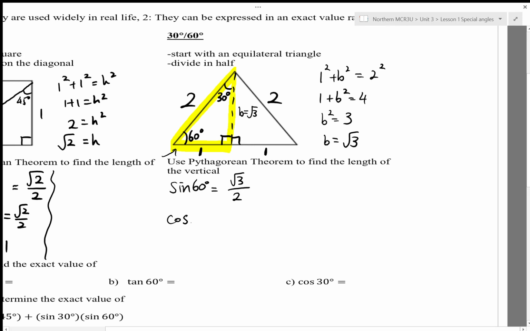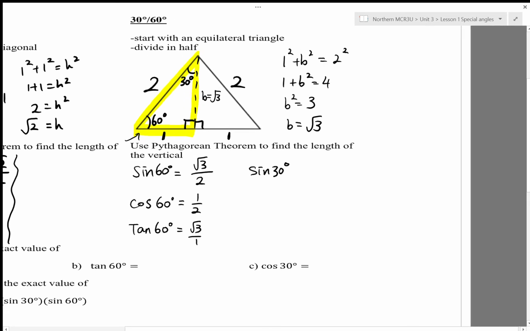What about cosine 60 degrees? Cosine 60 degrees is the adjacent over hypotenuse, which in this case is 1 over 2. And then tangent 60 degrees is opposite over adjacent. So it will be square root of 3 over 1. Then what about sine 30 degrees? We still have the 30 degrees in our triangle, so the same thing.